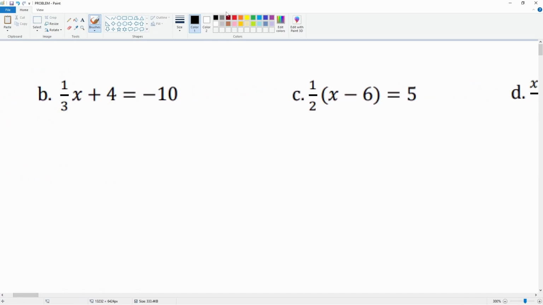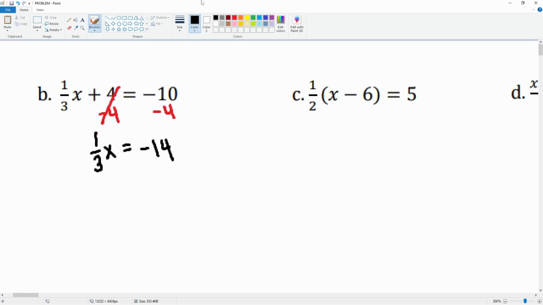B. Okay, we have 1/3 x plus 4 is equal to negative 10. We first of all want to get rid of that 4 by subtracting 4 to both sides. This cancels, leaving you with a 1/3 x on the left is equal to negative 14 on the right.